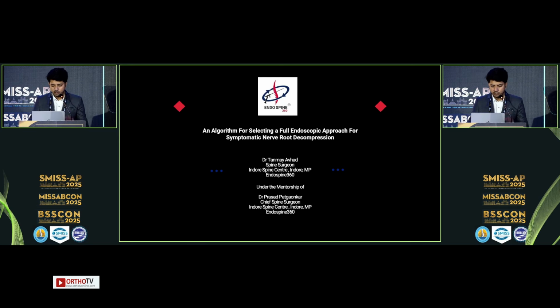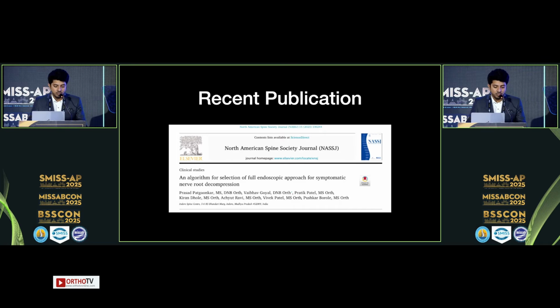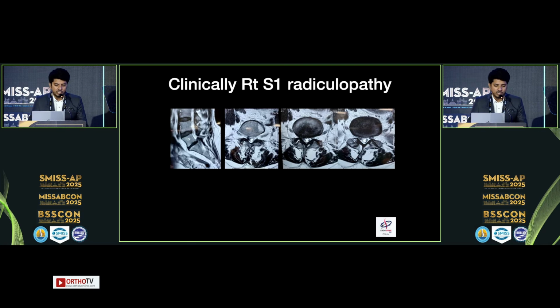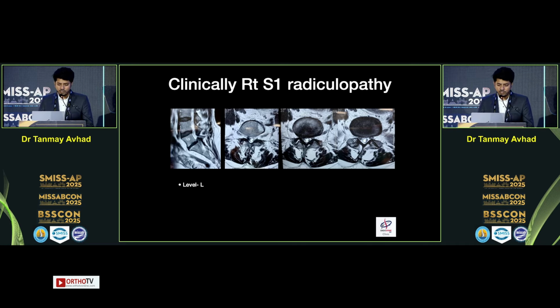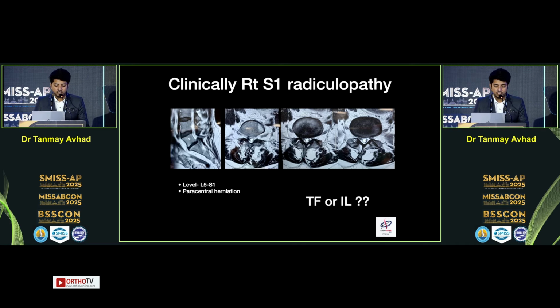Hello, good morning everyone. Today we'll be talking about selecting the full endoscopic approach for symptomatic nerve root decompression. We have a patient with a right S1 radiculopathy. We also see that it's an L5-S1 right paracentral herniation. One question which bothers all of us is which approach to take, transforaminal or interlaminar. There's a paracentral herniation, a superior migration, also an arthritic, sagittally oriented facet, also at L5-S1. So will it be transforaminal or interlaminar?